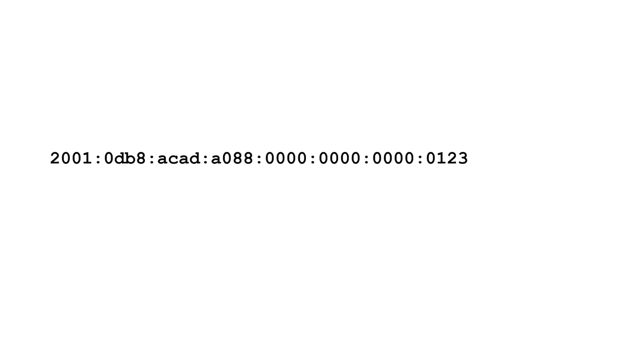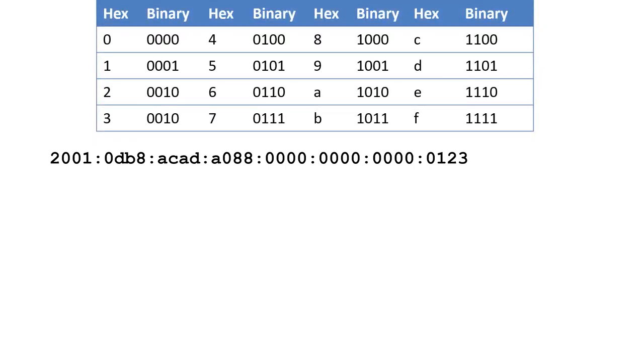IPv6 addresses are 128 bits in length and written as a string of hexadecimal values. IPv6 addresses are not case sensitive and can be written in either lowercase or uppercase. Every 4 bits is represented by a single hexadecimal digit for a total of 32 hexadecimal values. For example, the hexadecimal digit 2 is the equivalent in binary to the 4 bits 0010.